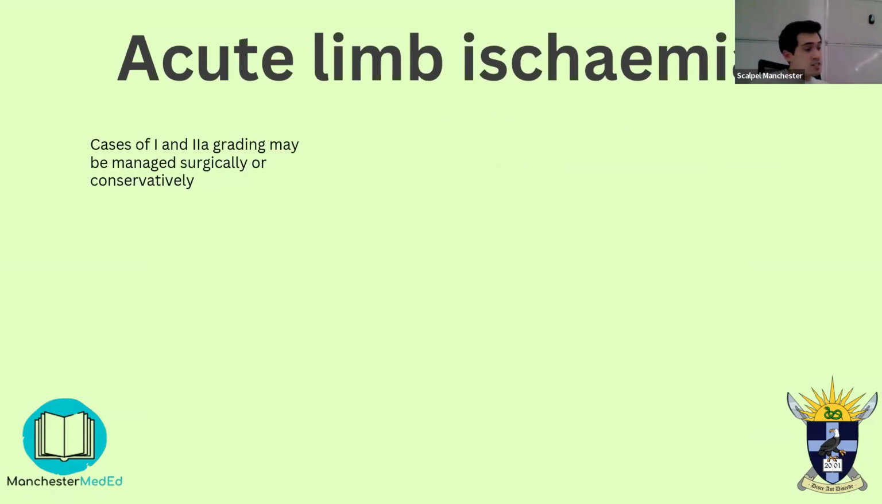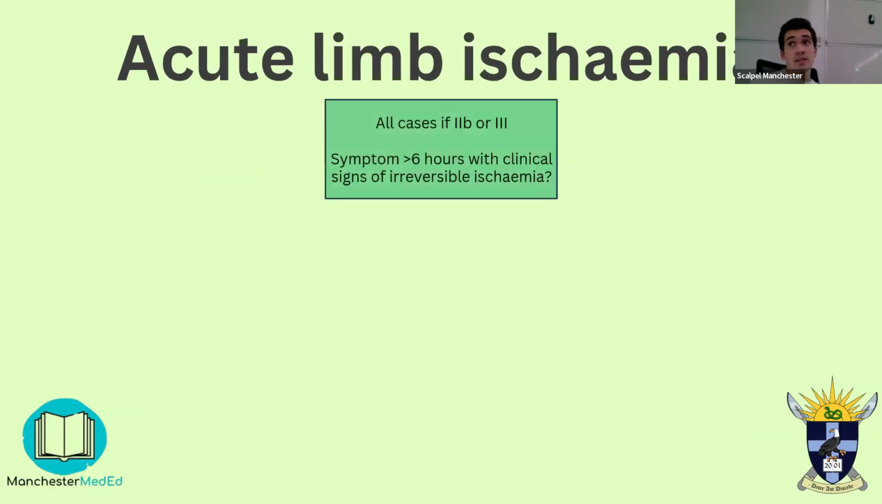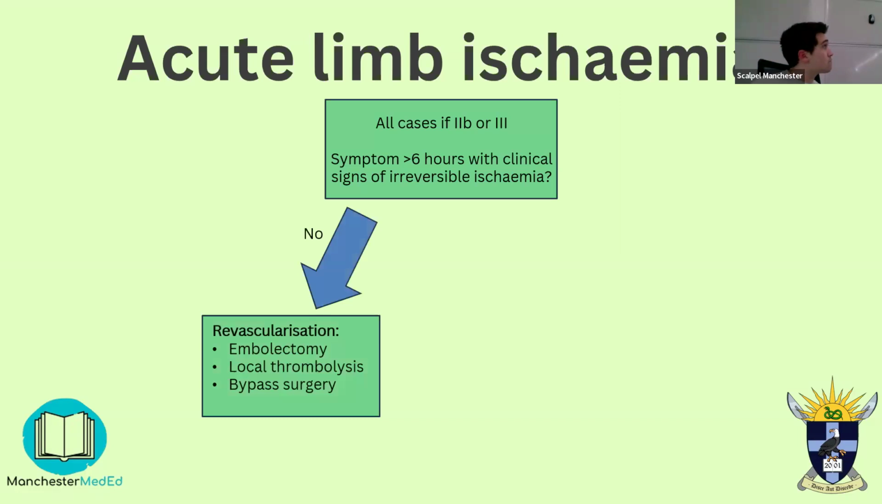How to manage this surgically when the vascular surgeons do come to review, what sort of options are they looking at? If it's grade 1 or grade 2A, it can usually be managed conservatively or with surgery if they think it's indicated. But grades 2B and 3 have to be taken a bit more seriously. If it's 2B or 3, you've got to assess: have symptoms been there for more than 6 hours, and are there any clinical signs of irreversible ischemia? If no, then these are your options.